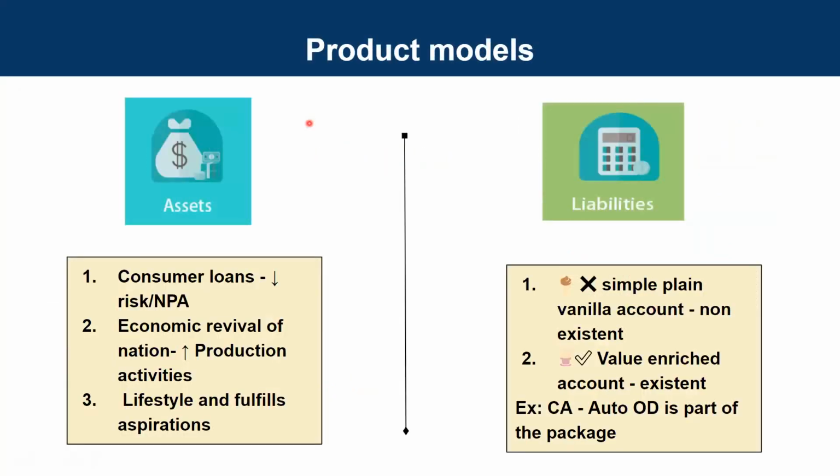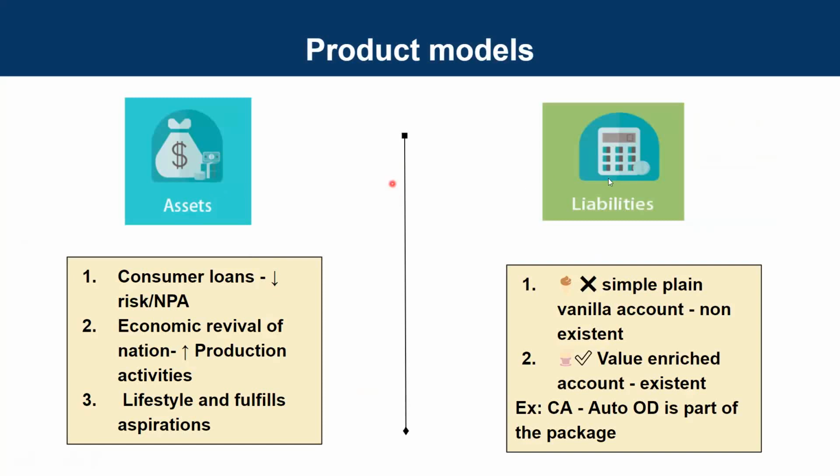Next, we will be learning the product models in retail banking. See, retail banking is a process of selling multiple retail banking products or services to multiple customers through multiple channels of distribution to earn a profit. So profit is our main motto.